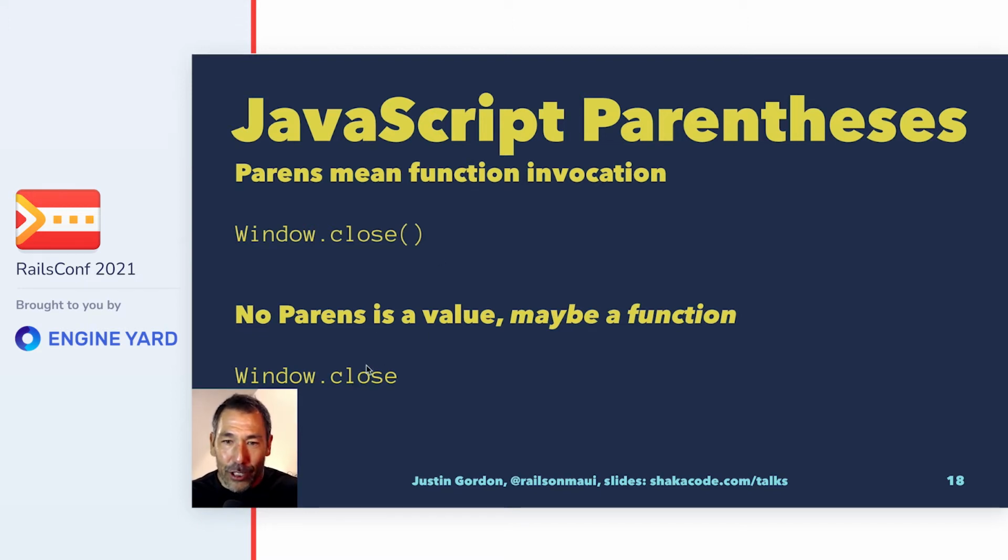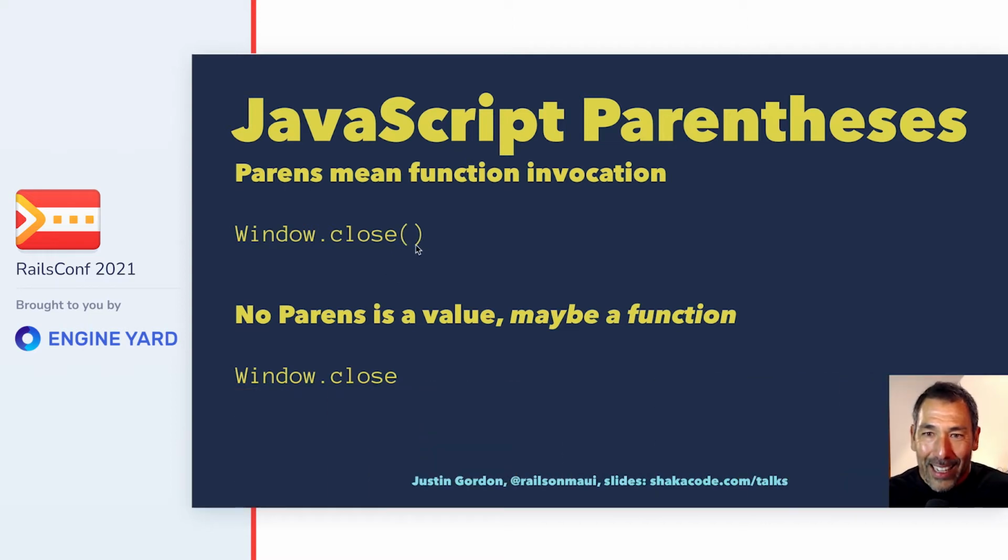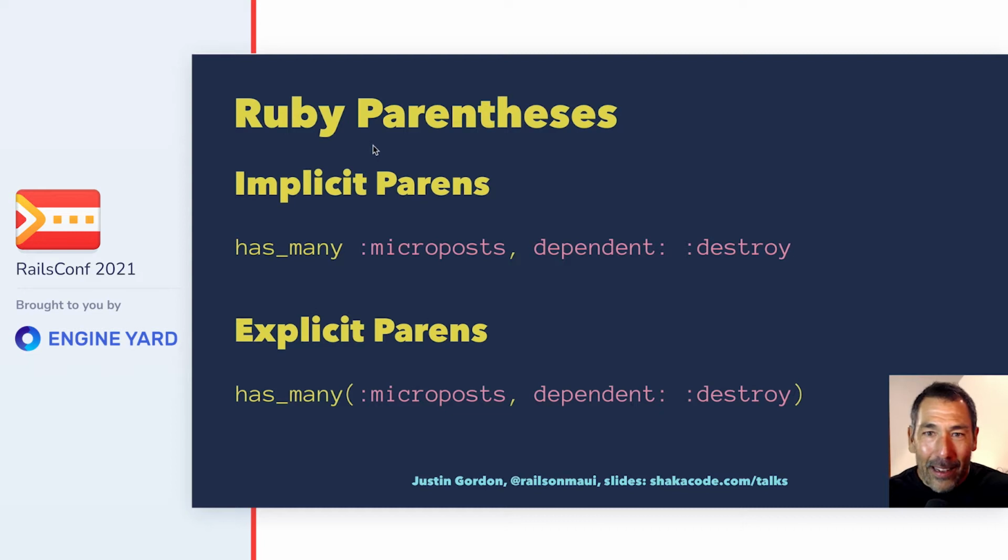If we look at that window.close there, that's just a value, and the value could be a function. With the parens, we're going to invoke the function. Now, the key thing is that in Ruby, parentheses are optional. If we look at this has_many :microposts, dependent: :destroy, it looks like, what the heck is this thing? As soon as we put parentheses there with the has_many, this looks like a regular method call. has_many takes an argument, :microposts, and then dependent: :destroy is going to be a hash.